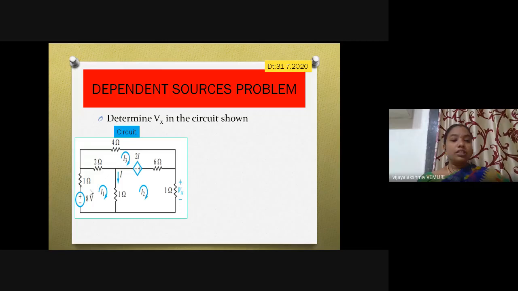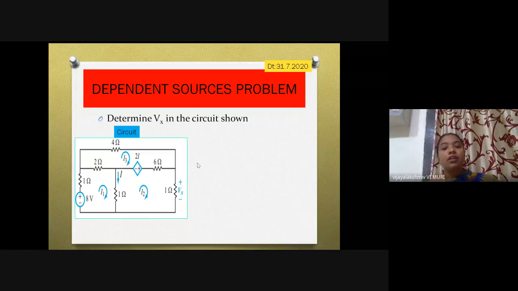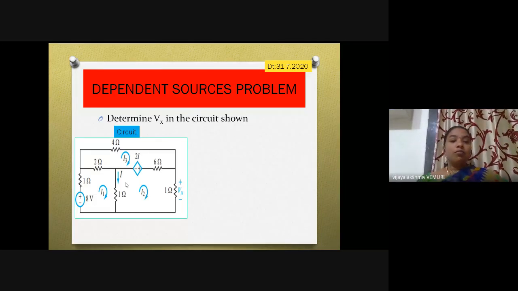So you just observe here. I can apply KVL to this mesh, to this mesh, and also to this mesh. So you can go with applying KVL to all the meshes. You have a voltage source here. I don't have any super mesh in my problem, so I can solve this. The thing to observe here is, what is the value of I?